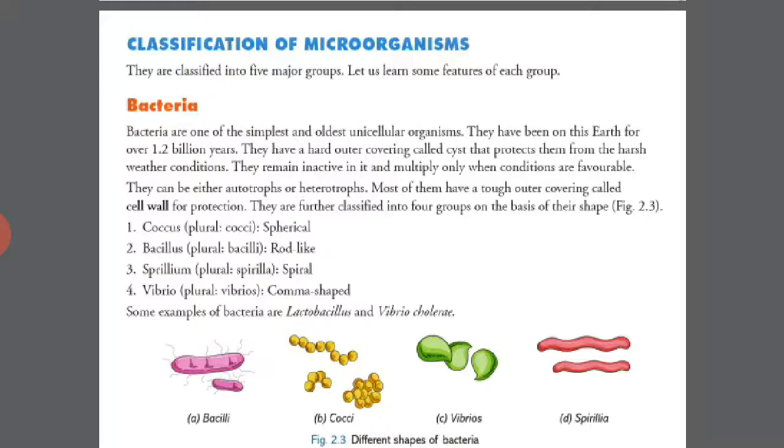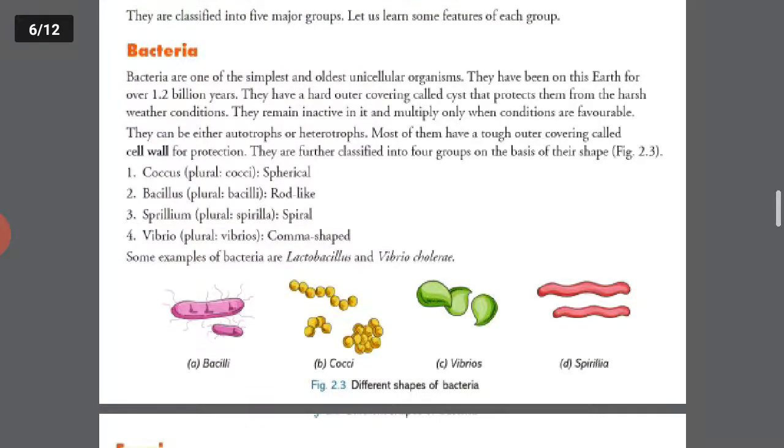They are further classified into 4 groups on the basis of their shape: bacilli, plural cocci, spherical shape; rod-like shape; spiral shape; and comma shaped. Some examples of bacteria are Lactobacillus and Vibrio cholerae. You can see Bacilli, Cocci, Vibrios, Spirilla, the different shapes of bacteria.